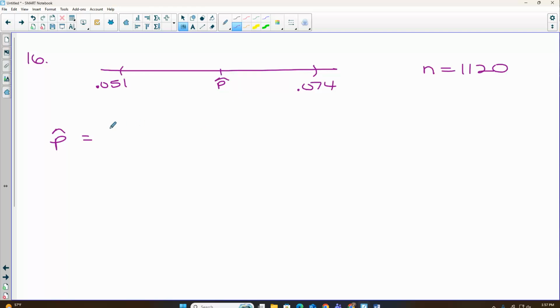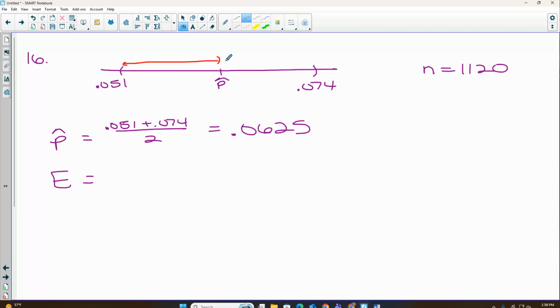So how would I find it? Good. So I'm just averaging those, and we get 0.0625. Your error is shown on here twice. It's how far either direction that you go. So all you have to do is just subtract either your upper and lower bound with your p-hat. So if I do 0.0625 minus 0.051, we get 0.0115.